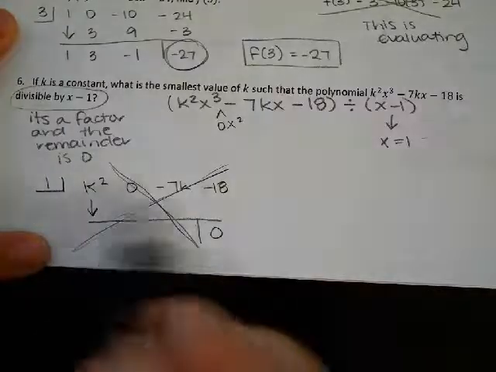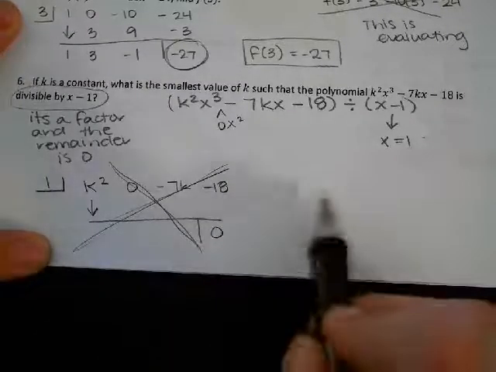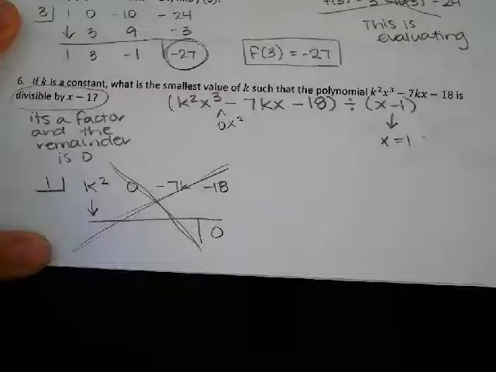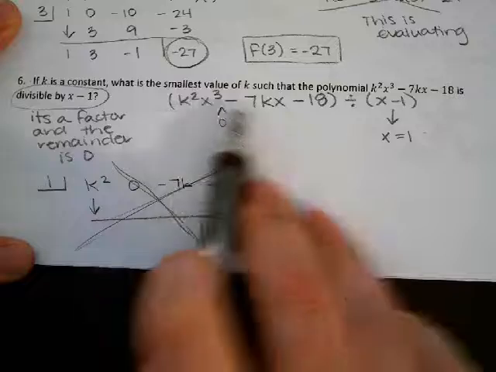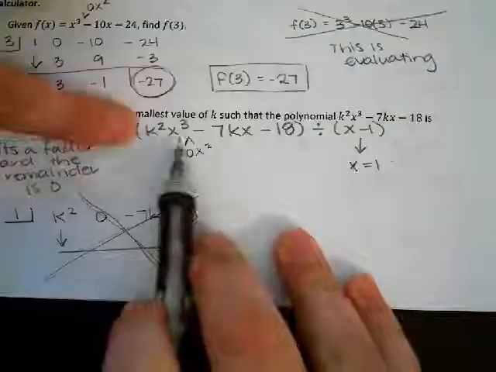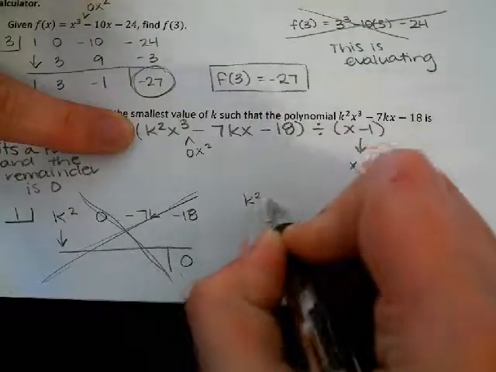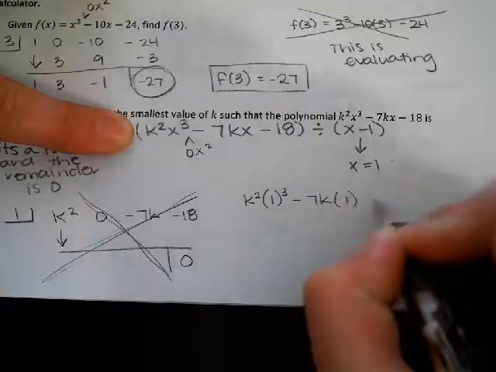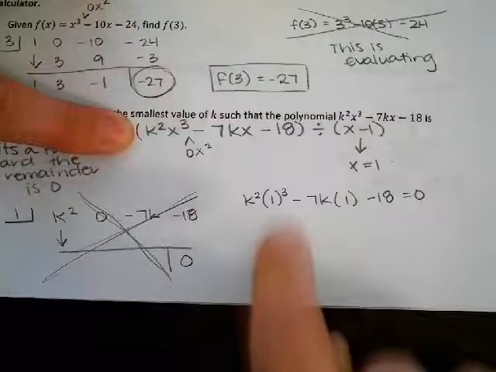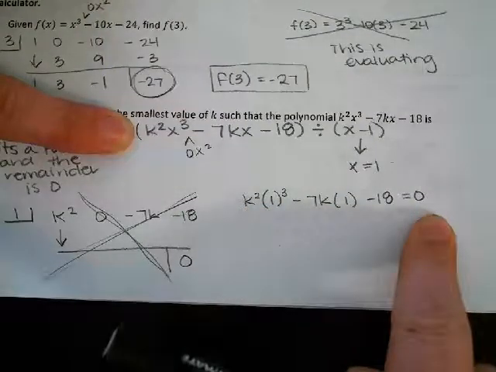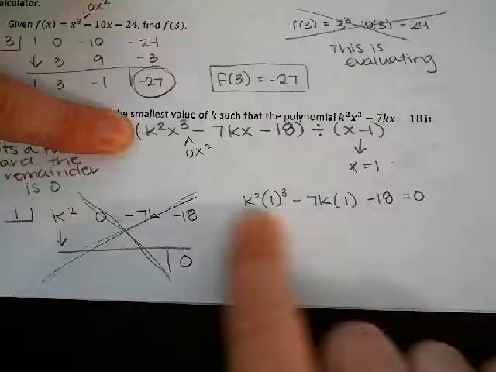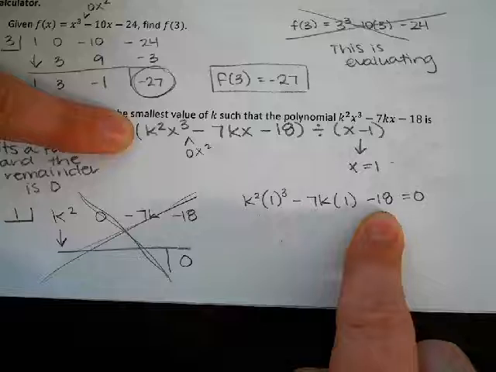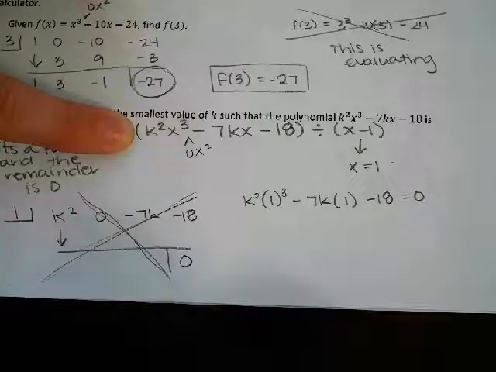So if you do it this evaluating way, plug in 1, so we'll have k squared times 1 minus 7k times 1 minus 18, and it equals 0. So see, I plugged in 1, and 0 is my answer. You guys see that? Okay, so when I simplify that, what do I get? And Alex, I'm going to bet this is the same thing you got. Yes, that's the same thing you got.